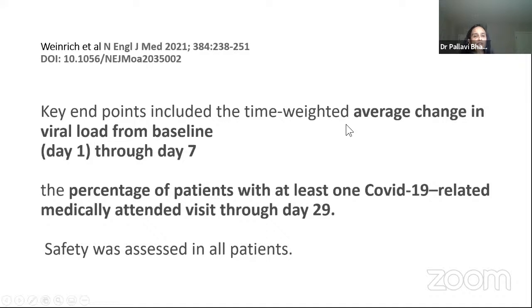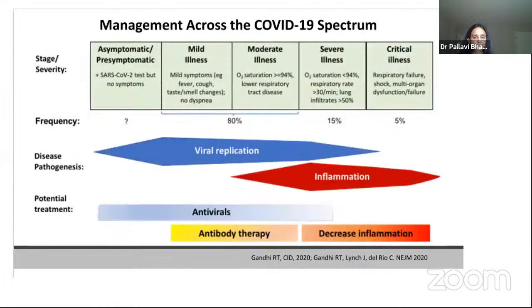So the key endpoints included time-weighted average change in the viral load from baseline. That was one thing that they were looking at. Second one was the percentage of patients who ended up in the ER or hospital, so COVID-19 related medically attended visit through day 29. And third was looking at the safety of the cocktail.